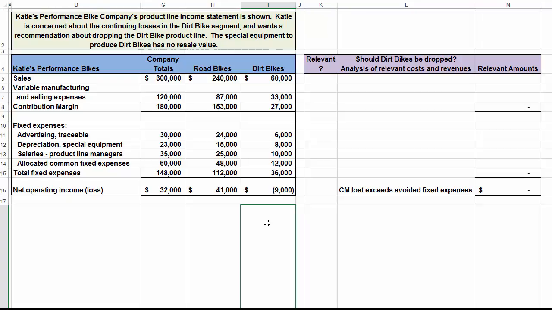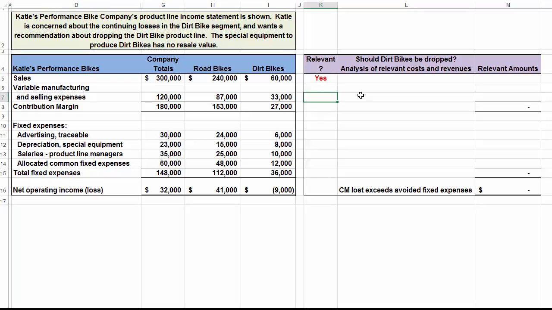Let's first walk through each of these line items on the income statement and decide whether those costs and revenues are relevant to our decision. First, let's look at sales. If we get rid of $60,000 in dirt bike sales, will we lose that contribution to the income of the company? And of course, the answer is yes, we'll lose those dollar amounts.